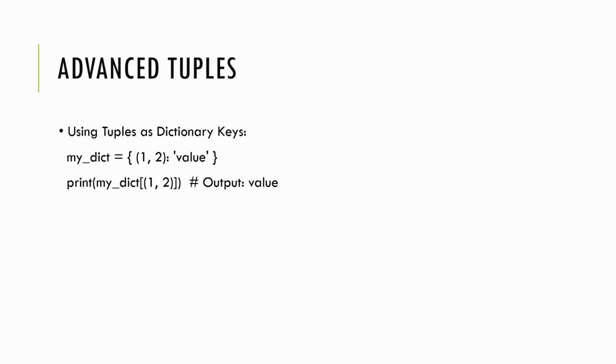One advanced use of tuples is that they can be used as dictionary keys. Since tuples are immutable, they are hashable, which allows them to be used as keys in dictionaries, unlike lists, which cannot. For example, you can have a dictionary like myDict = {(1, 2): "value"}, where the key is a tuple (1, 2).